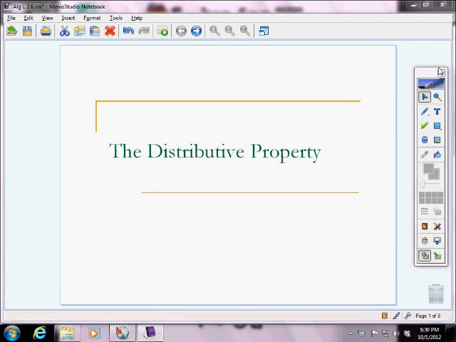One of my favorite properties in math is the distributive property. And the reason I like this property is because we can use it to simplify expressions. We can use it to make problems easier. So let's talk about what the distributive property is.